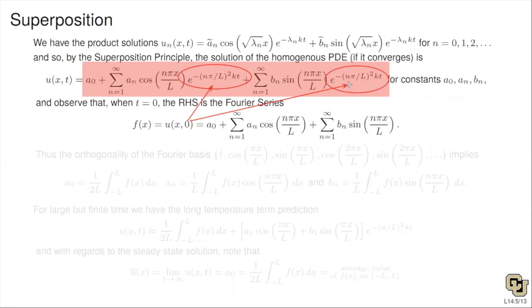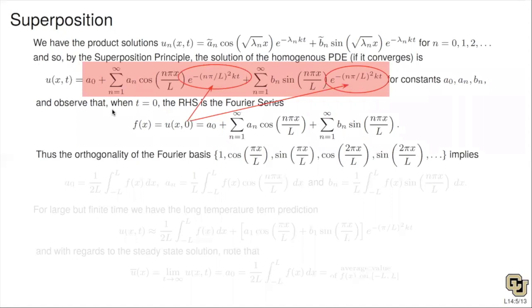We already know now that these terms, 1, cosine pi x over L, sine pi x over L, cosine 2 pi x over L, form an orthogonal basis. And we know, using the orthogonality and their projection formula, you can find the formulas for a sub 0, a sub n, and b sub n.